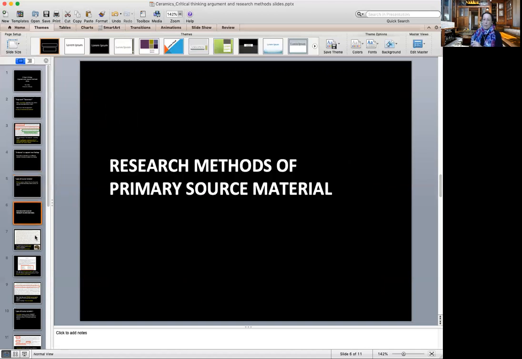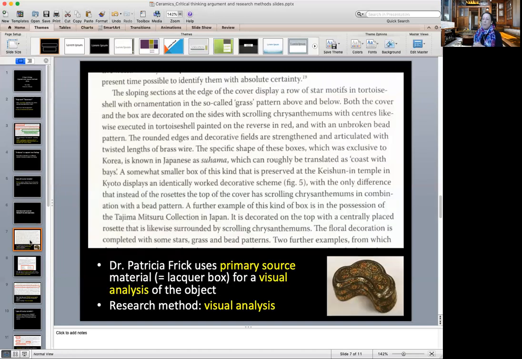So let me give you an example for research methods of such primary source material. Here we have an excerpt from Patricia Frick's article about Korean lacquerware. Let's just quickly look at the start of this section. She writes, "The sloping sections at the edge of the cover display a row of star motifs on the shell, ornamentation of both the cover and the box are decorated on the sides."